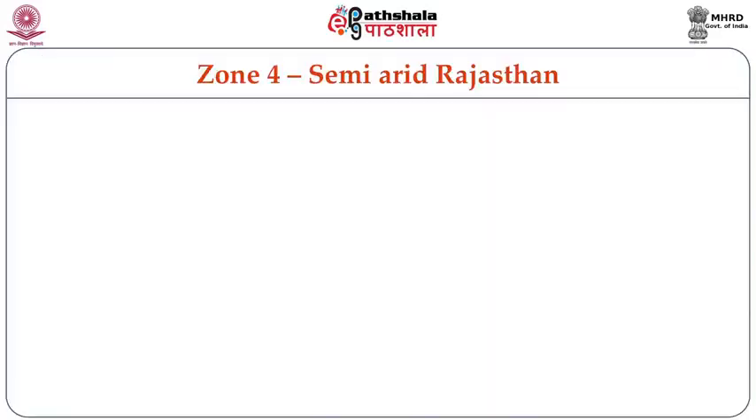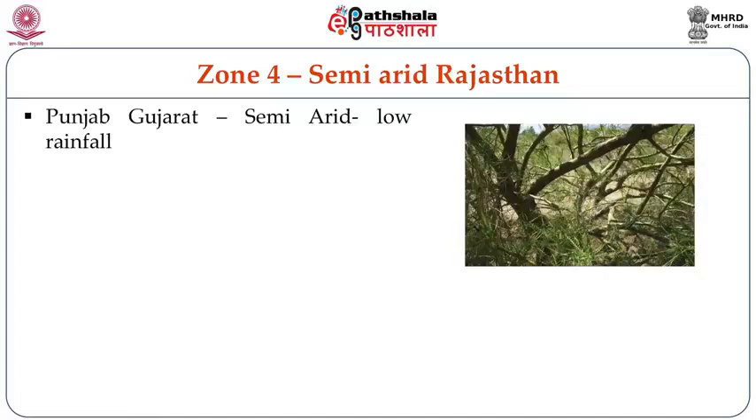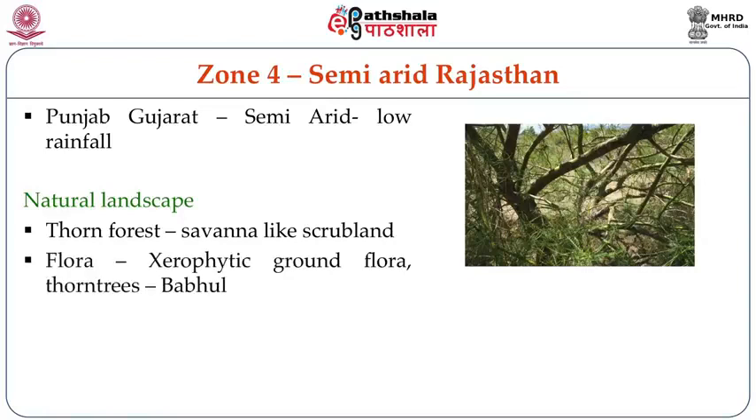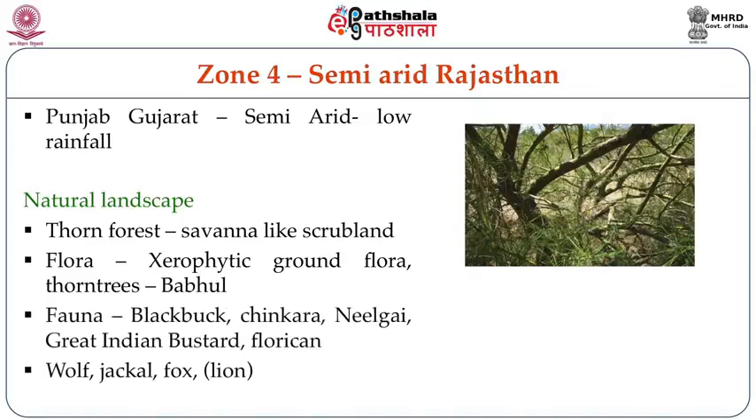The fourth zone is the semi-arid part of Rajasthan, Gujarat, Punjab. And this is again a very low rainfall belt. The natural landscape here is thorn forest, very like the savannas that you could probably see in Africa. And the xerophytic vegetation there again supports very large numbers of species of plants and animals. A babul forest is one specific type in this region.